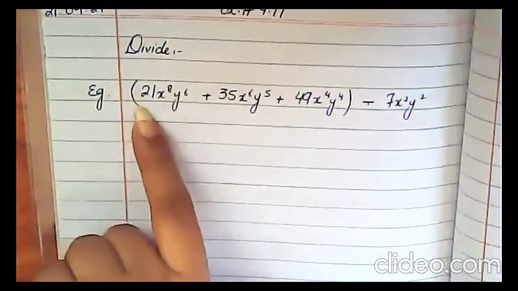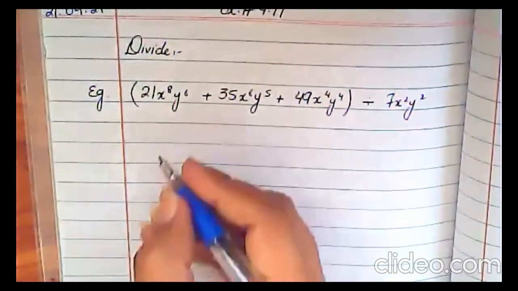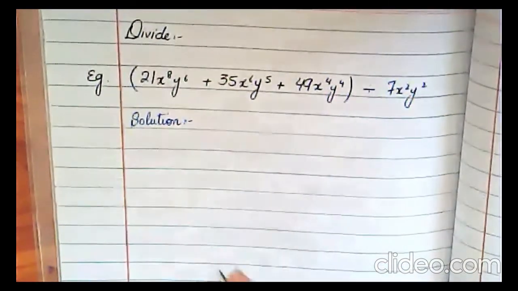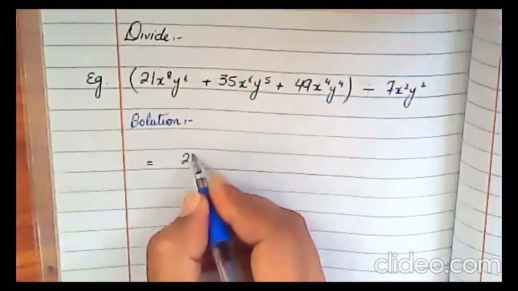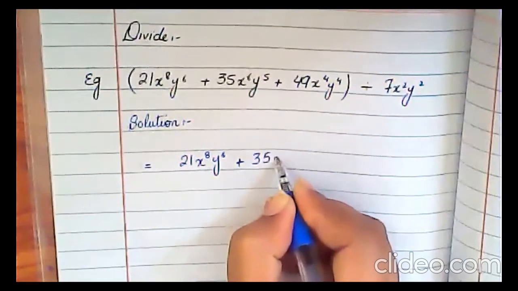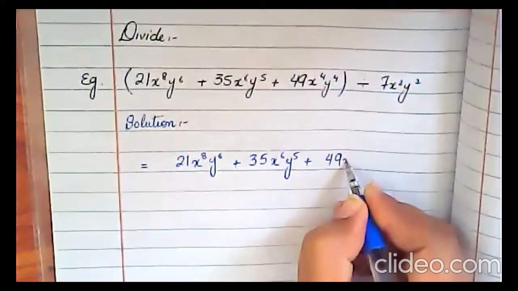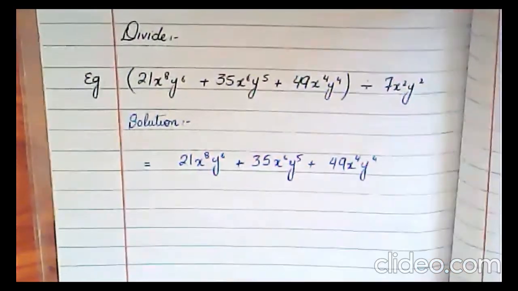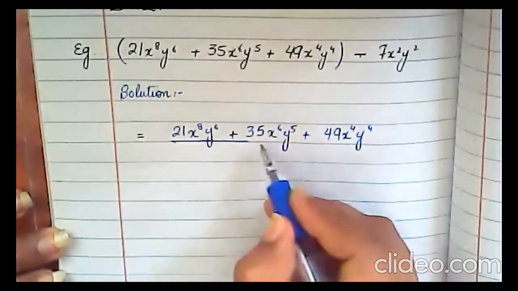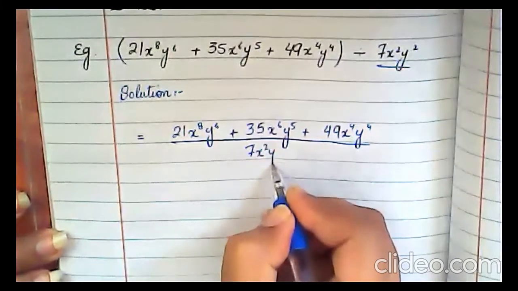Now let's look at here. You have to divide this whole term by 7x^2y^2. So start with the heading of solution. Now I'm going to write down this whole term, that is 21x^8y^6 plus 35x^6y^5 plus 49x^4y^4, and we are going to divide this whole term by 7x^2y^2.